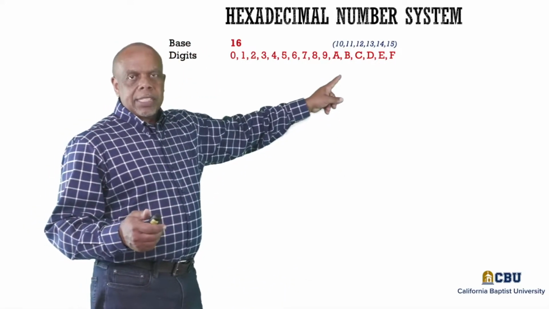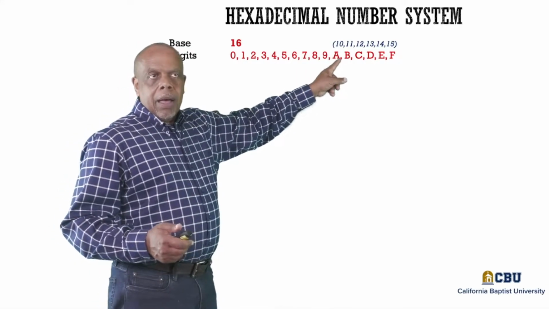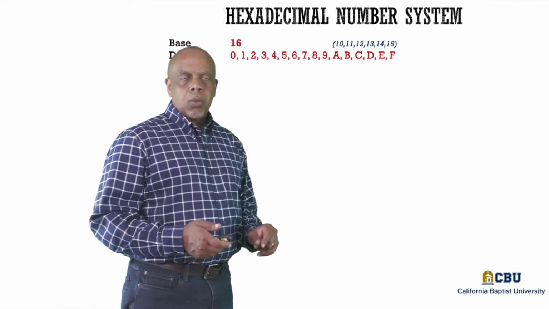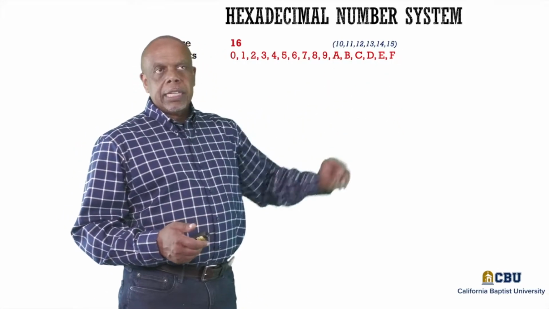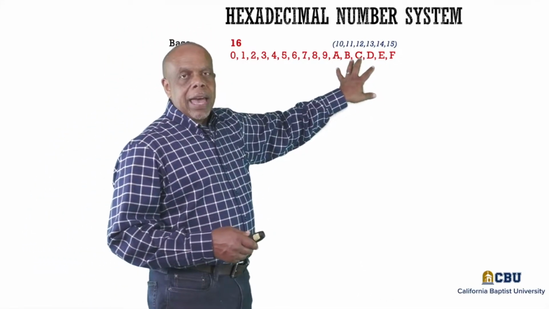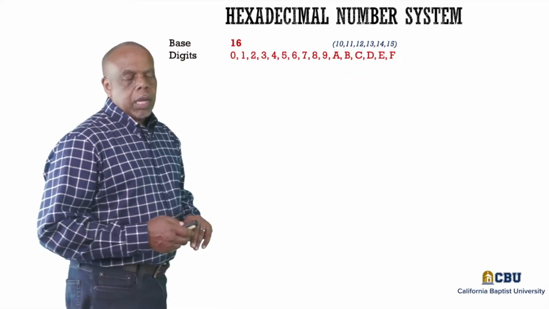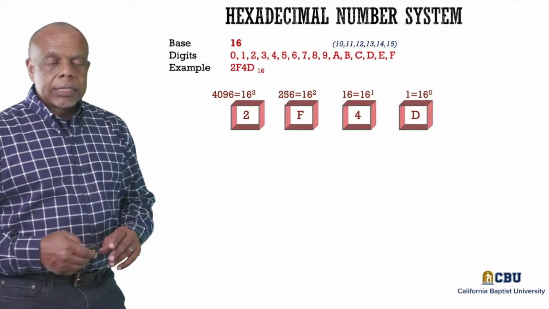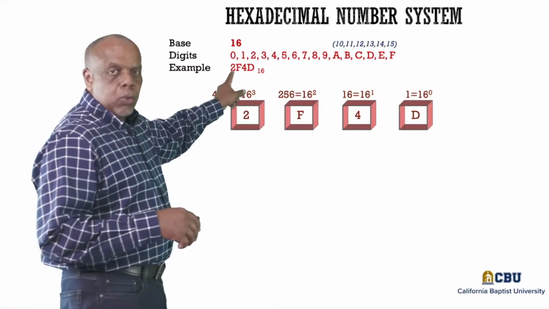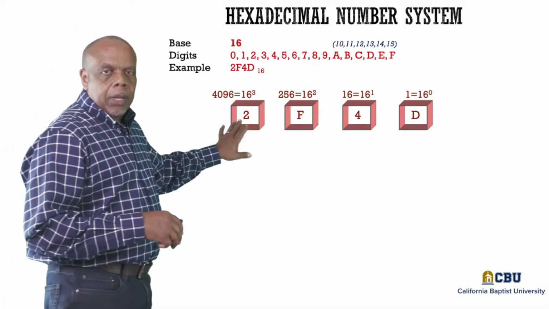So now to represent 10, which 10 is what? A 1 and a 0. I have to use the letter A. 11, which is 10 plus 1, is the B. 12 is a C, 13 is a D, 14 is an E, and 15 is F. So basically these alphabets are representing these numbers. That's all you have to remember. It's not anything difficult. Okay, let's take a look at the math. Let's do an example. So now if I say 2F4D, and I plug those in.